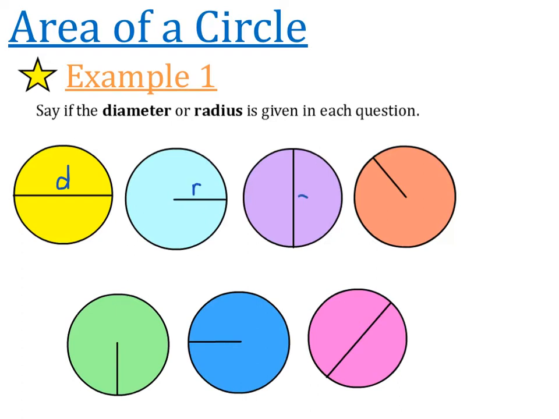In this purple one, that's a diameter, it goes all the way across. In the orange one, it's a radius, it only goes halfway. The green one is also a radius, so is this blue one, and this pink one is a diameter. Okay, did you get those two?